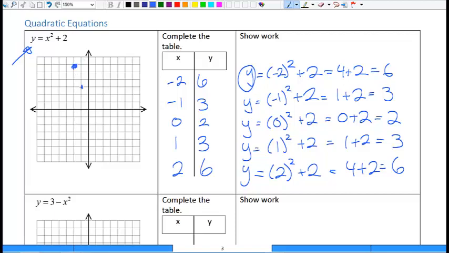Negative 1, comma 3, 0, comma 2, 1, comma 3, and 2, comma 6. Look at that. That's a nice U shape.